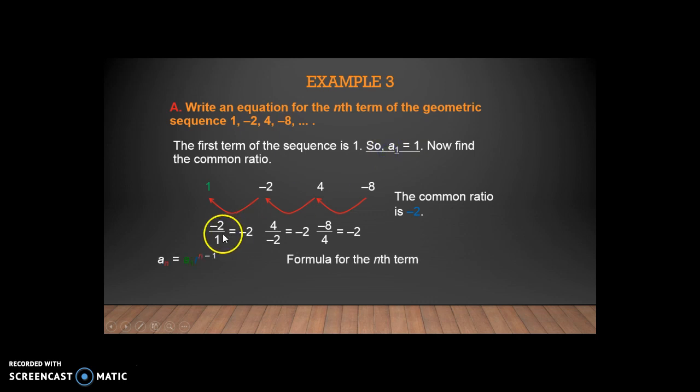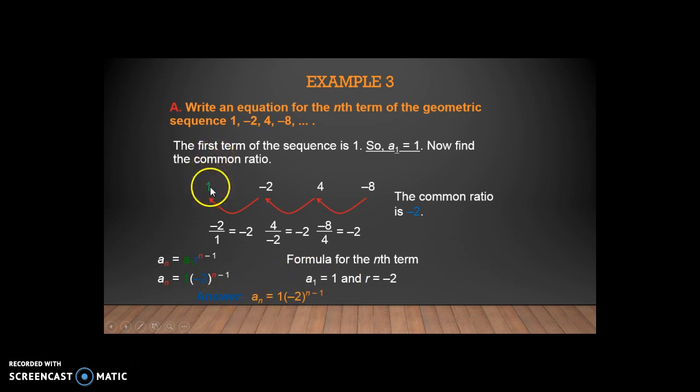So now it just comes down to me taking these numbers and putting them into the formula. That's it. So it's 1 times -2 to the n-1 power, and you'd probably formally write that just like this.